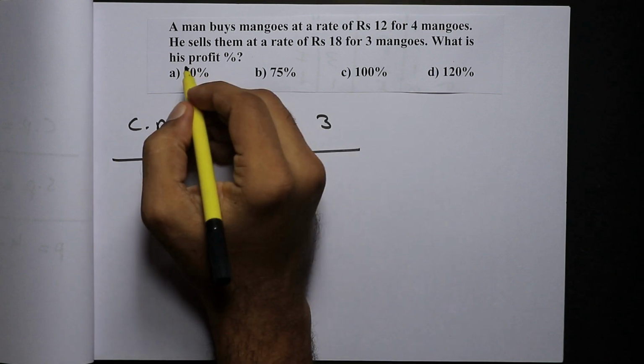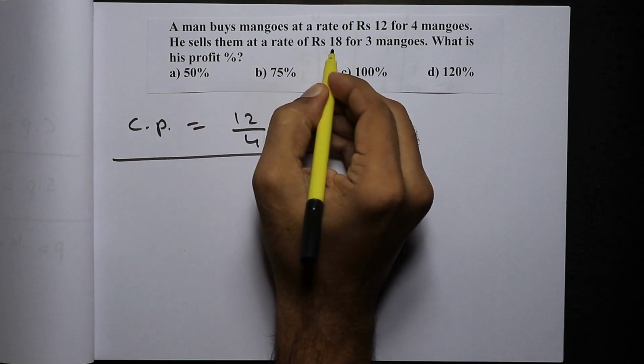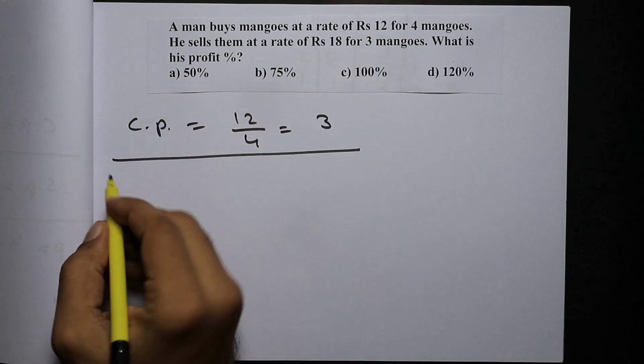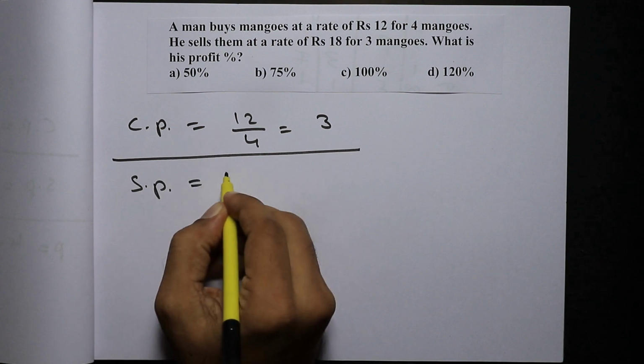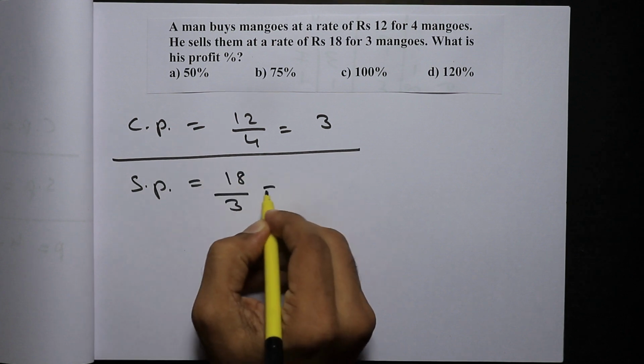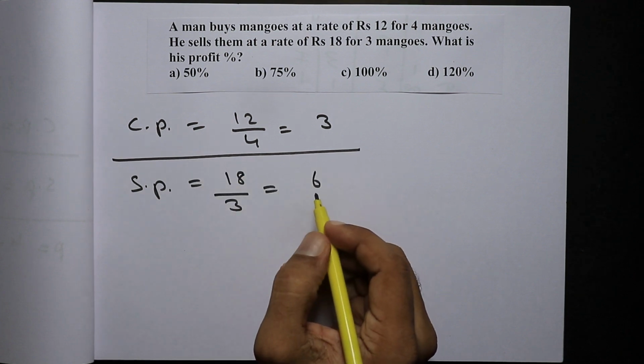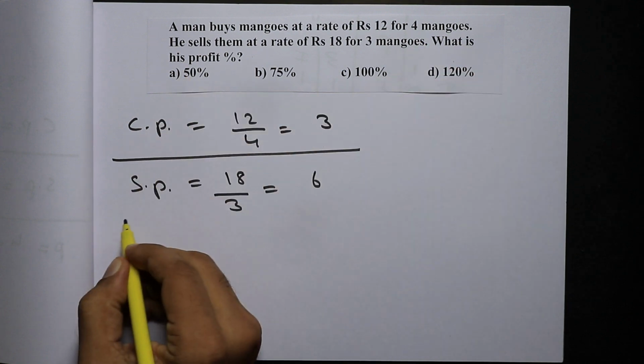Next, let us calculate the selling price. He sells them at a rate of rupees 18 for 3 mangoes. So selling price is rupees 18 for 3 mangoes, so he is selling it at 6 each. What is the profit percentage?